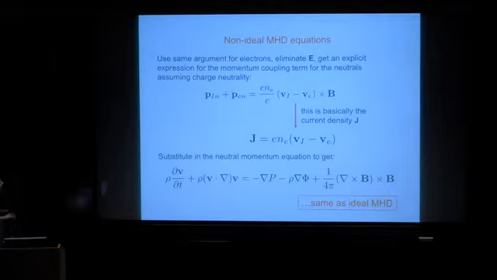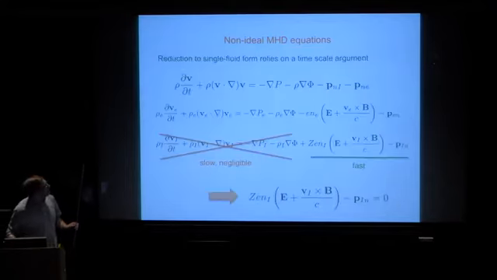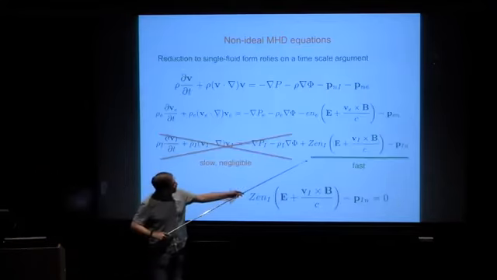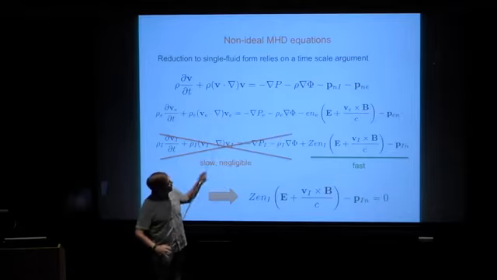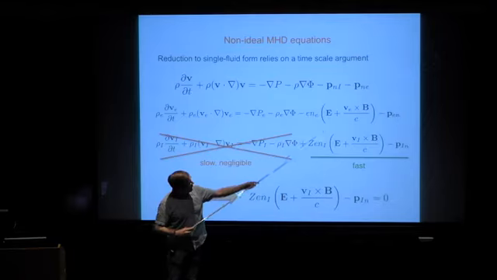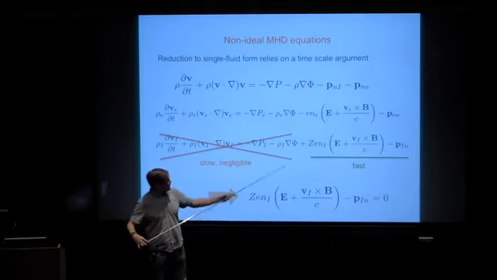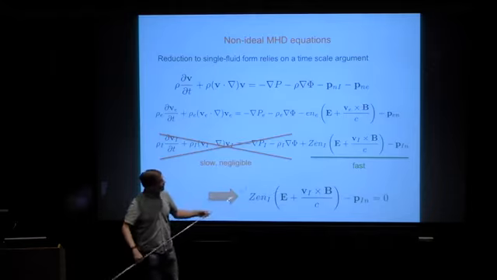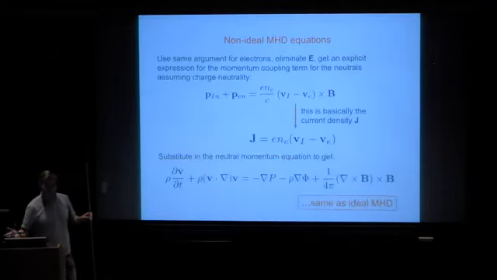Okay, so we can do the same argument for the electrons. If we look back at those equations briefly, here's the ion part, here's the electron part. So we're going to do the same thing for the electrons. We're going to ignore all this stuff to the left, and then we get two equations, both of which involve the electric field. So this one, and then the same one for the electrons. So we can eliminate the electric field between those two equations.